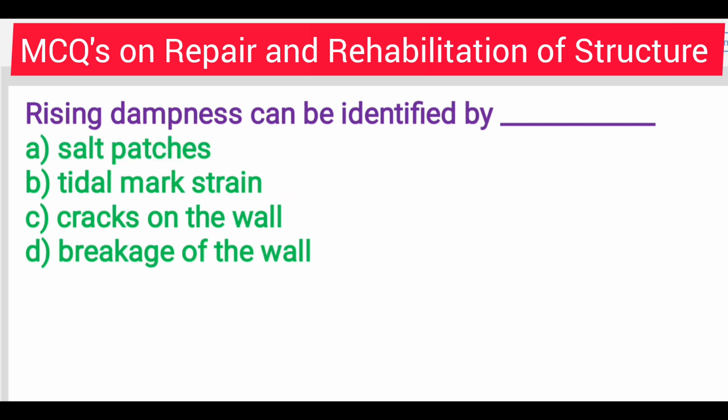Next question, rising dampness can be identified by option A, salt patches, option B, tidal mark stain, option C, cracks on the wall, option D, breakage on the wall. So the correct answer is option B, tidal mark stain.